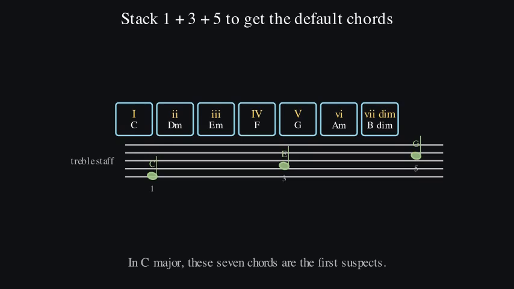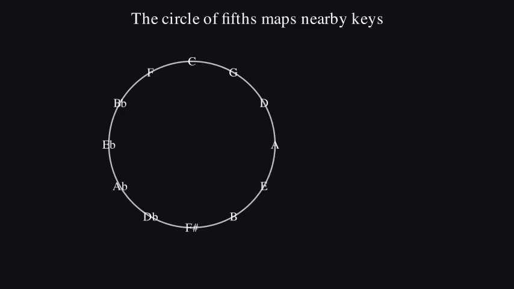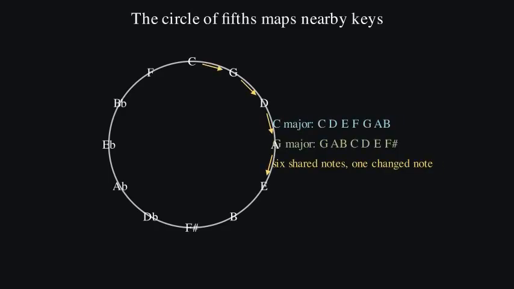The circle of fifths explains why some keys and chords are close neighbors. Move by perfect fifth, and you change only one scale degree in the key signature. C and G share 6 of 7 notes. C and F also share 6 of 7 notes. This is why progressions by fifth feel natural, and why dominant to tonic feels so strong.